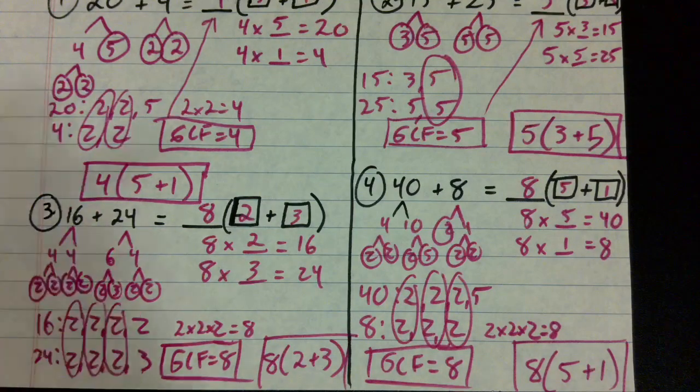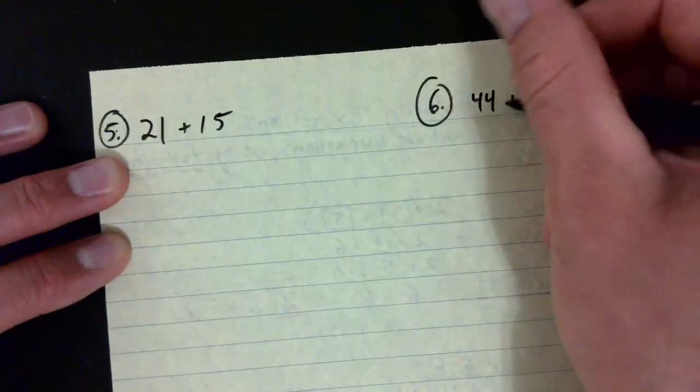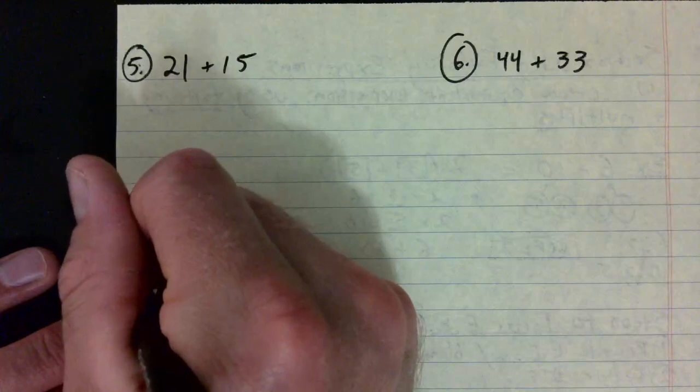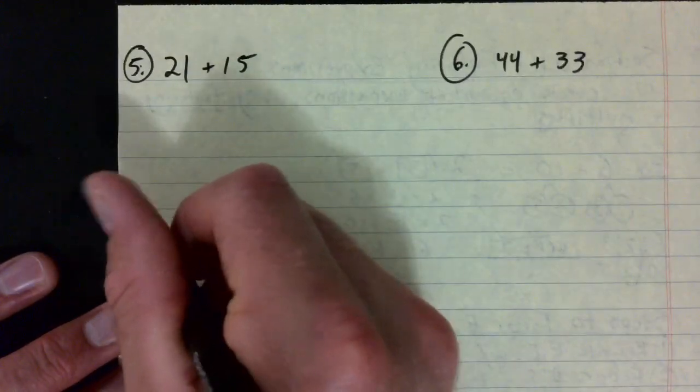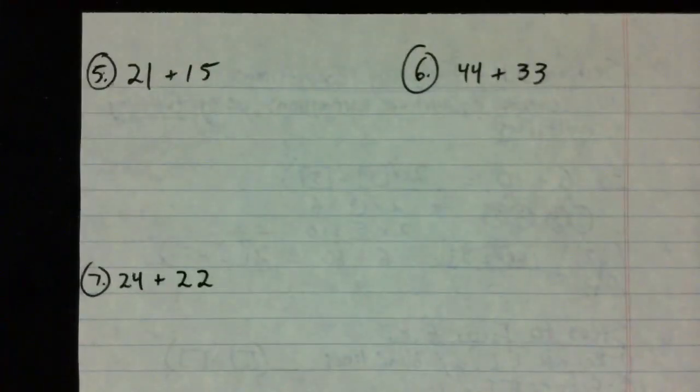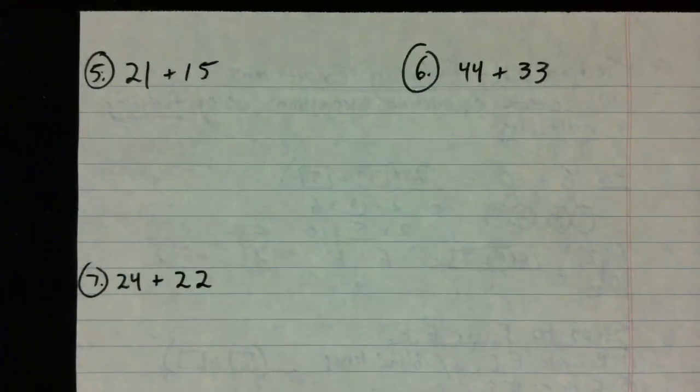That's it. Go and try numbers 5, 6, and 7 on your own. Number 5 is 21 plus 15. Number 6 is 44 plus 33. And number 7 is 24 plus 22. Go and try numbers 5, 6, and 7 on your own.